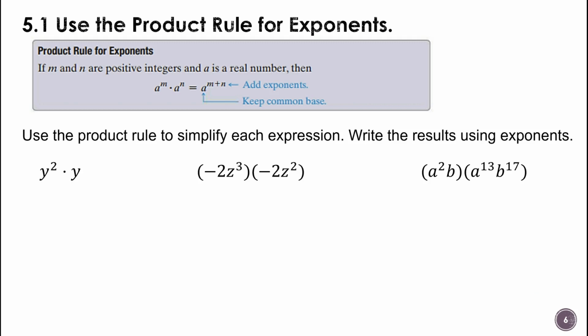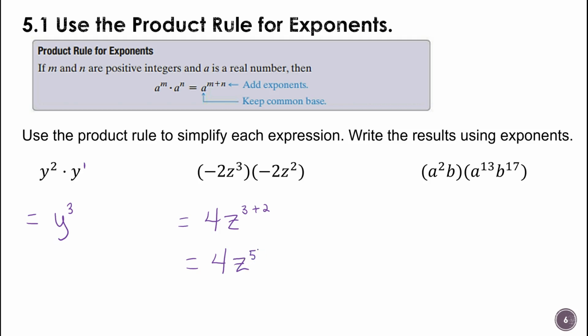Okay, so this is called the product rule for exponents, and it's basically saying if we're multiplying the same base, we add the exponents on that base. So we treat numbers like we always have. And so on this first one, this means y to the second times y to the first. So that's just y to the third. On the second one, I have negative 2 times negative 2, so that's 4. Z to the third times z to the second is going to be 3 plus 2 on the z's. So it's 4z to the fifth.